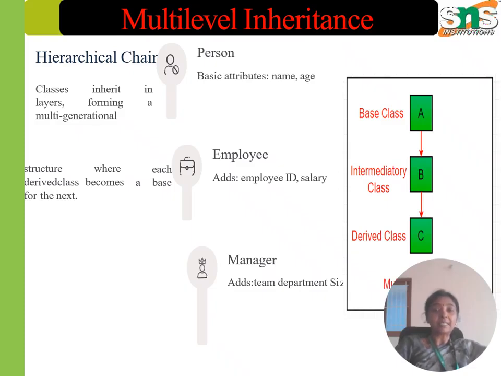Here the base class is A, and the derived class is B, the intermediary class or derived class. From there, we can derive one more class, that is C. This is known as multi-level inheritance. Here the example is person, employee, manager. These are all examples of multi-level inheritance. We can inherit the properties from A to B, from B to C.